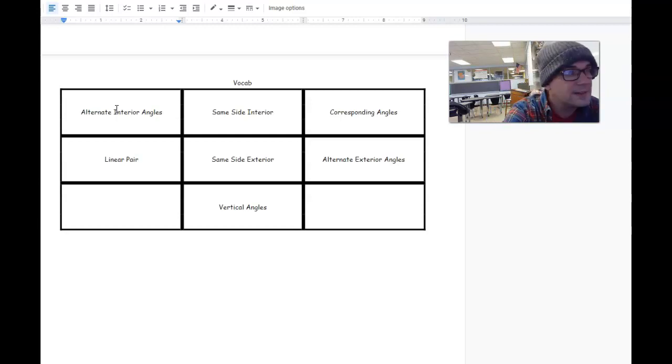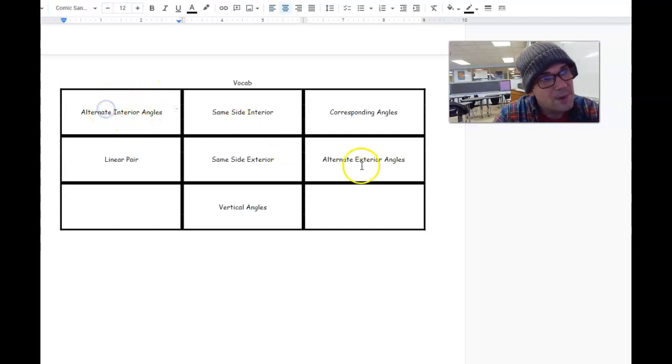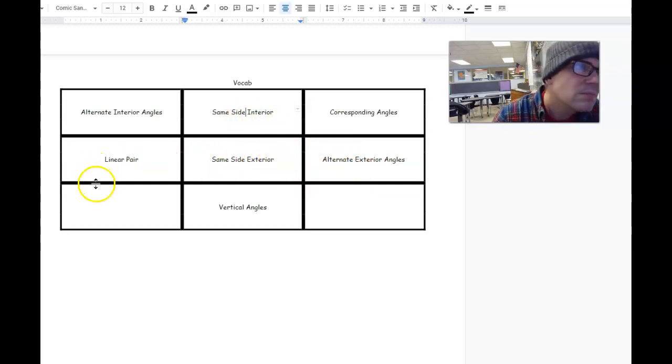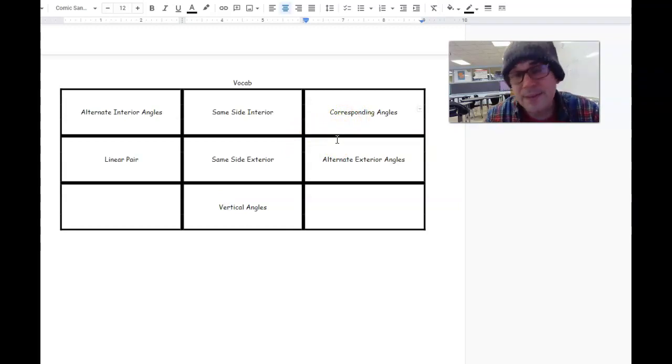But in some ways, the word alternate comes up a couple different times. There's interior versus exterior, which comes up a couple times. Same side comes up a couple times. And then there's these three oddballs of linear pair, vertical angles, and corresponding. So let's just talk about how these words hopefully make sense so that we can have them at the ready.